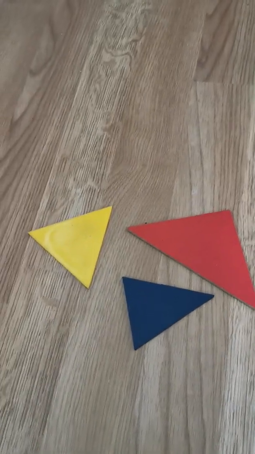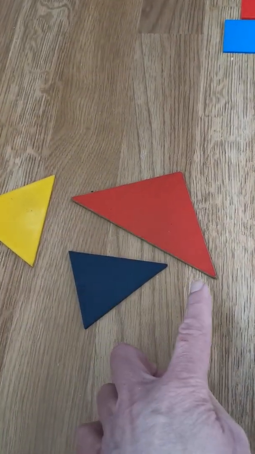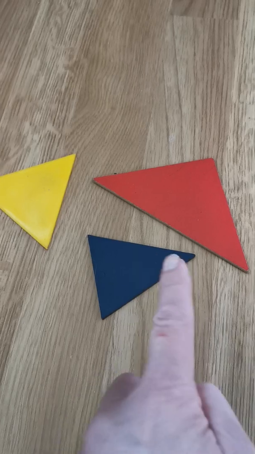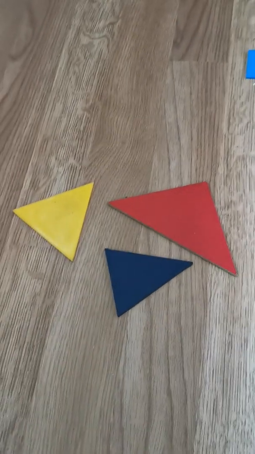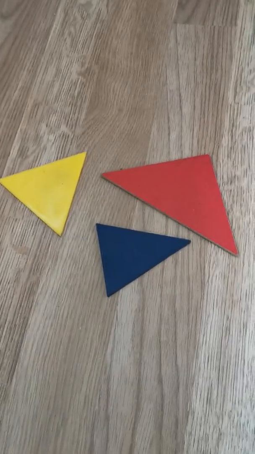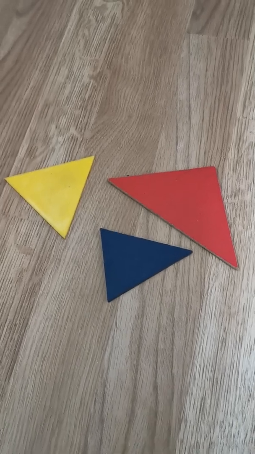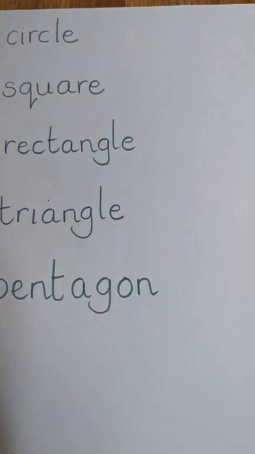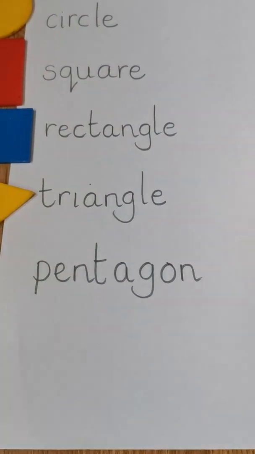But they don't all look the same because some have got long sides and some shorter sides. And some have got sides that are all the same length. So they don't all look the same, but as long as they've got 3 side edges and 3 vertices, they are a triangle. So I'll choose that one and put it next to the word triangle on my list.